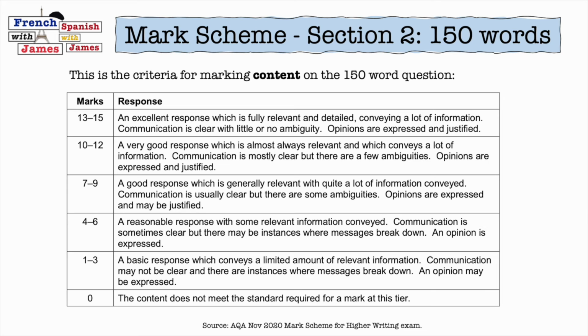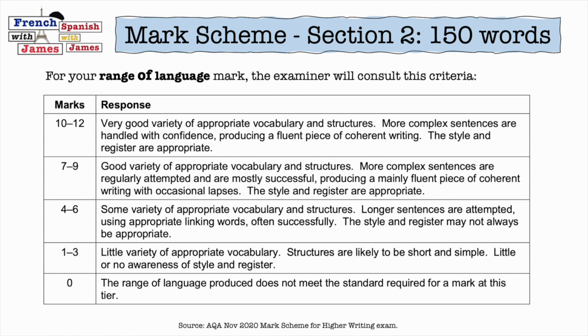If we look at the 7 to 9 band, there can be some things that aren't clear. It's generally relevant, so you might go off topic sometimes, but the key thing there is you've still got opinions expressed and justified. The key thing is using that acronym, using the checklist to make sure you've done all of the core elements so that even if some of it's not 100%, at least you've done what you need to do to get up into that band, because if you forget to do your opinions, that's going to take you way down. For range of language, this is the criteria.